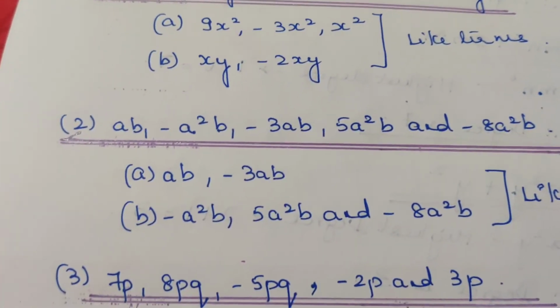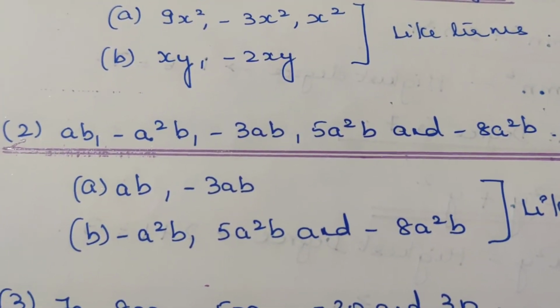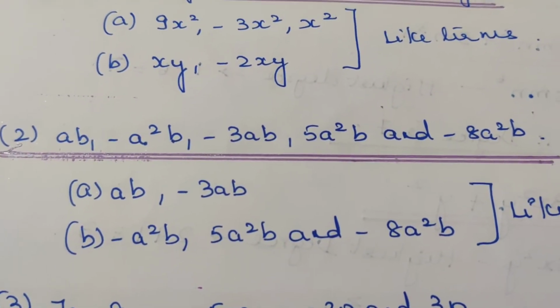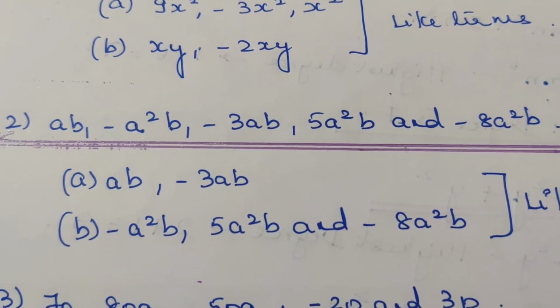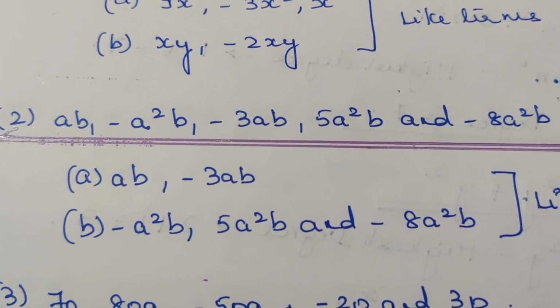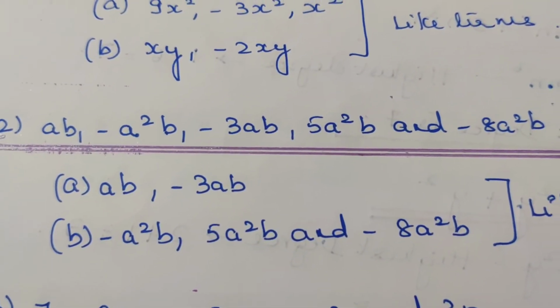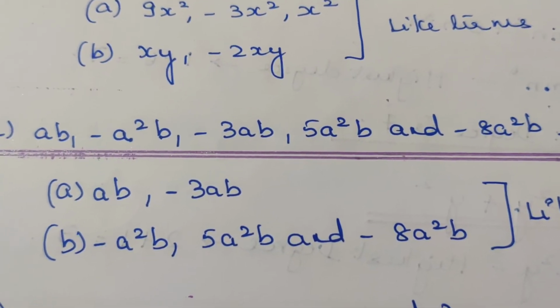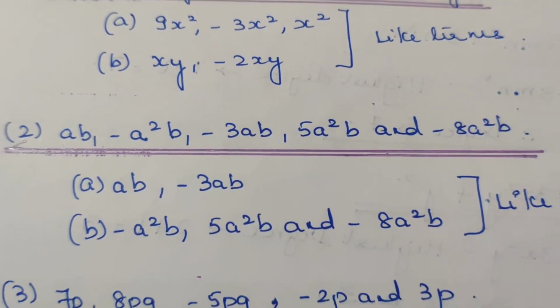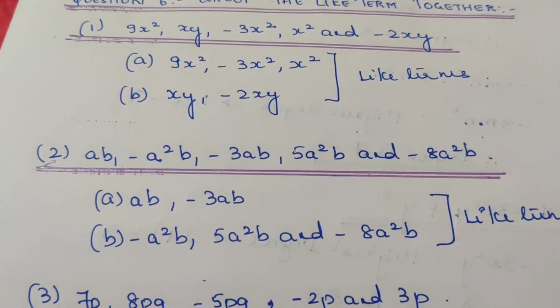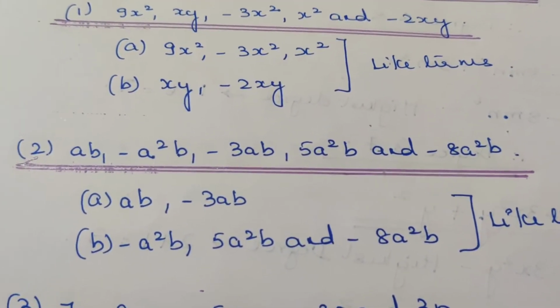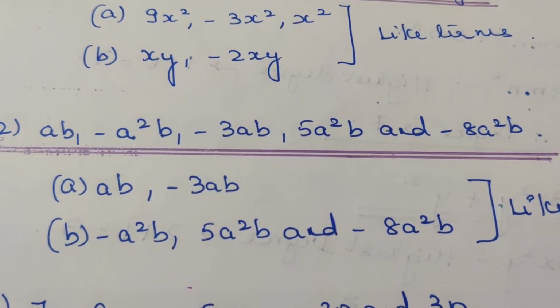Next one, ab, minus a square b, minus 3ab, 5a square b and minus a square b. Grouping ab terms together, you get ab and minus 3ab. That's the first set of like terms. And the second one is minus a square b, 5a square b and 8a square b. So that's the next set of like terms. Hope this is clear.